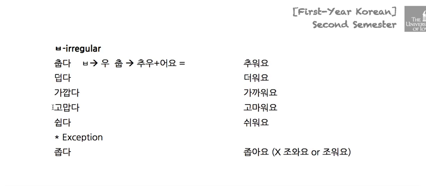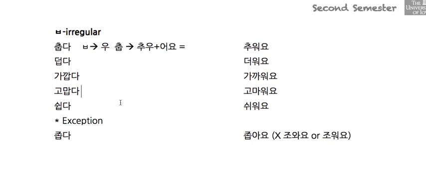고맙다. It's a little different, so please remember this separately. 고맙다 그러면은 고마우. And instead of 어요, it's 아요, same. 고맙다, in the same way, 고마워요. 따라하세요, 고마워요. 그다음에 쉽다. Have we learned this word? 쉽다, easy. 쉬워요, to be easy.